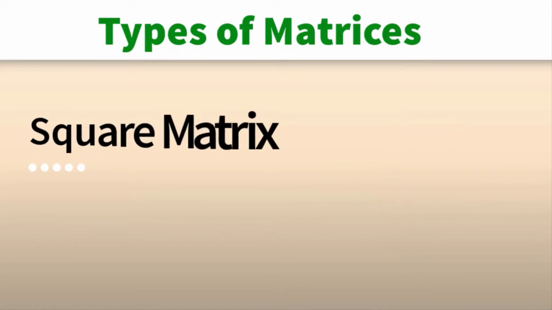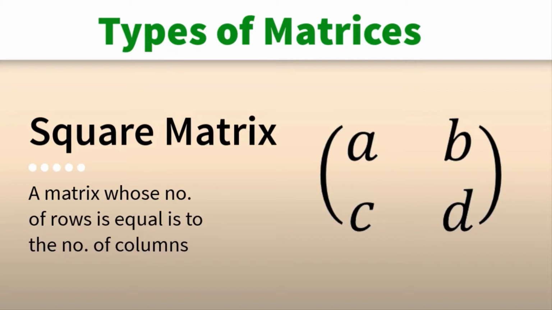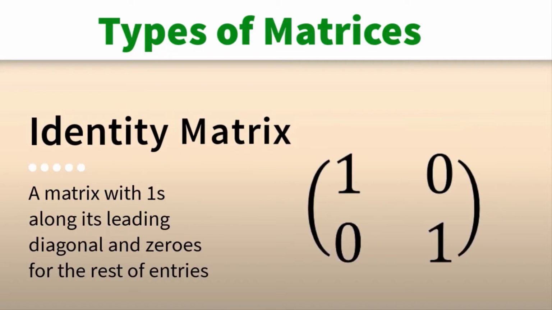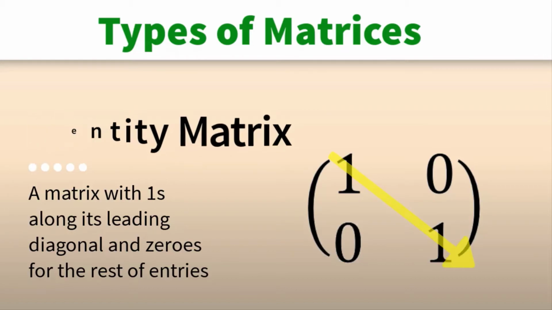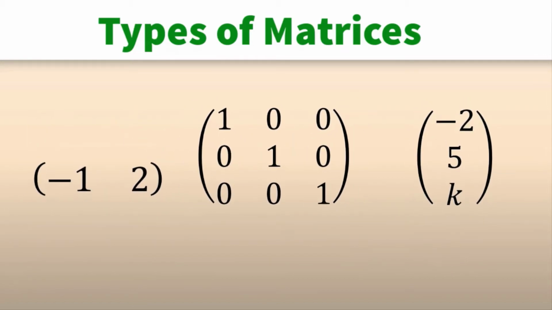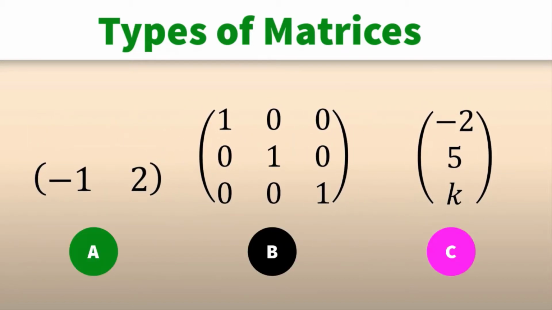A square matrix is one whose rows and columns are equal, such as a 2 by 2 or 3 by 3 matrix. And an identity matrix is a square matrix with ones along its leading diagonal and zeros as the rest of its entries. Now here's the pop quiz. Drag and drop the correct name onto the matrices shown.